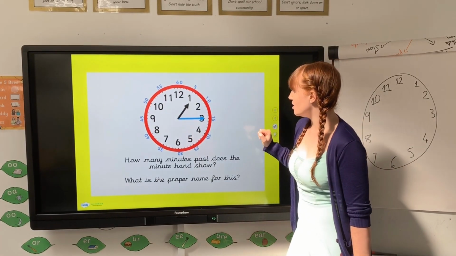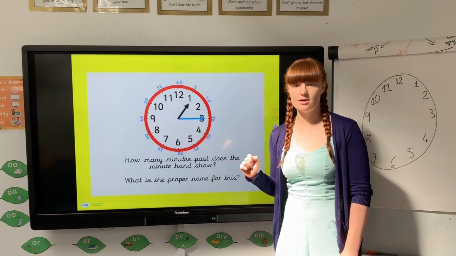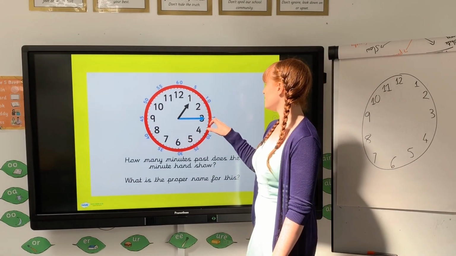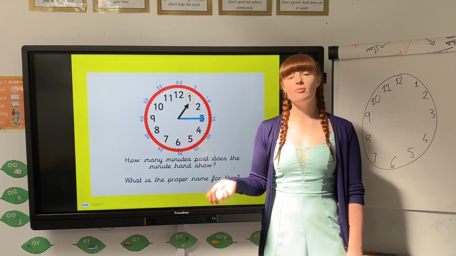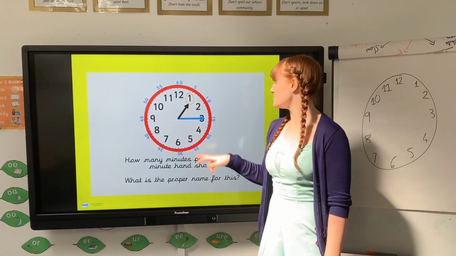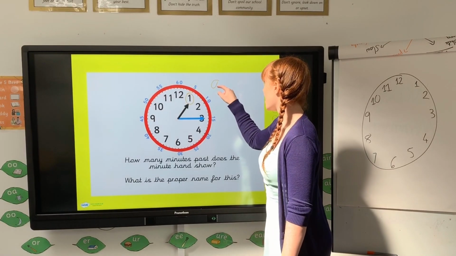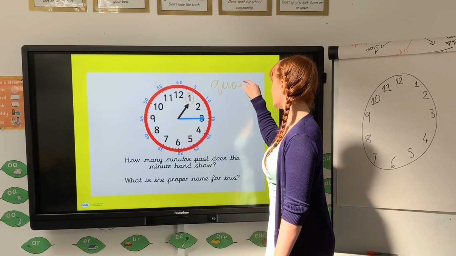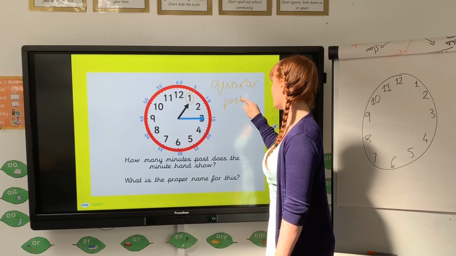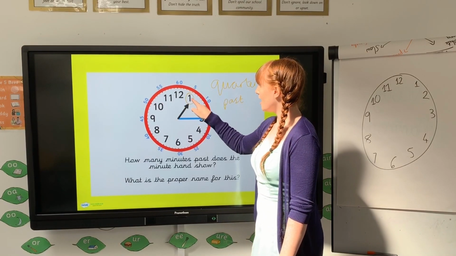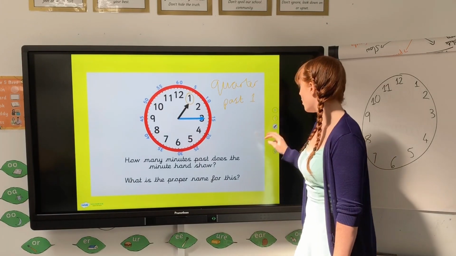The next one, this is where the children start to get a little bit mixed up. So they might say, oh, it's 5, 10, 15 minutes past 1. They are correct, but from my previous videos, we know that when the big hand is pointing at that 3, it's a quarter past time. So we know that it is quarter past, and again, we're looking at that hour, and we know that it's quarter past 1.